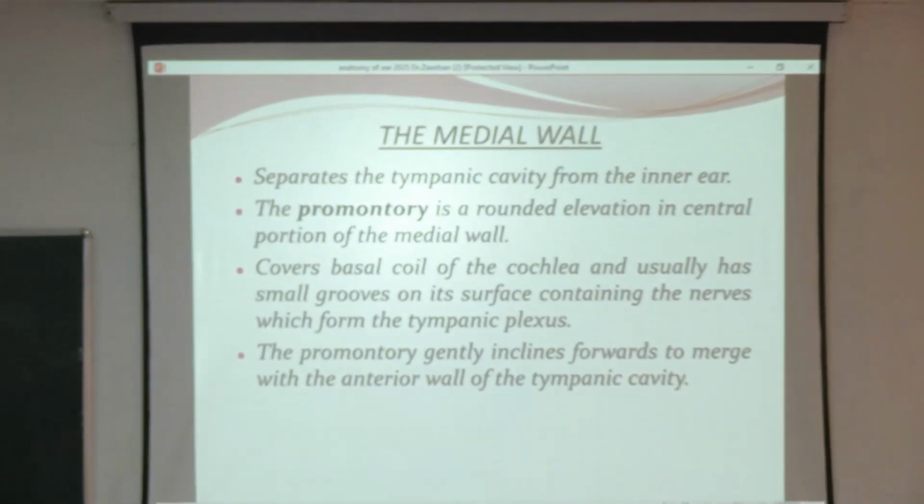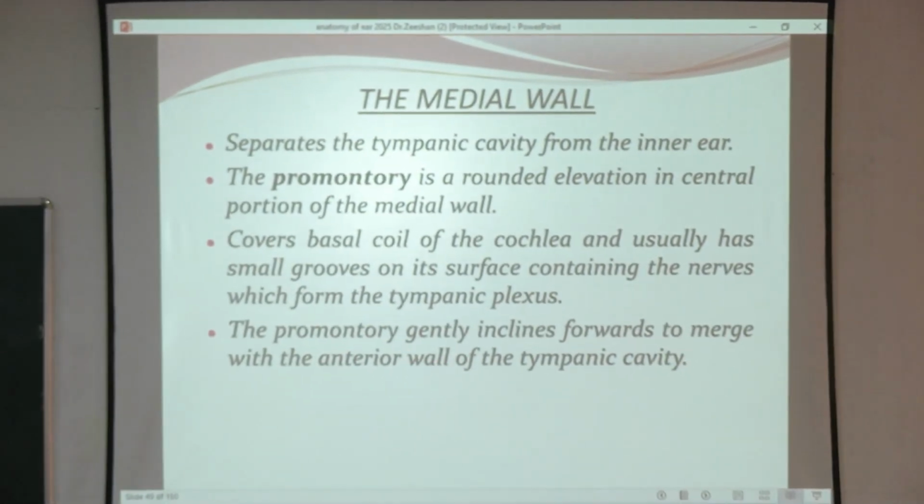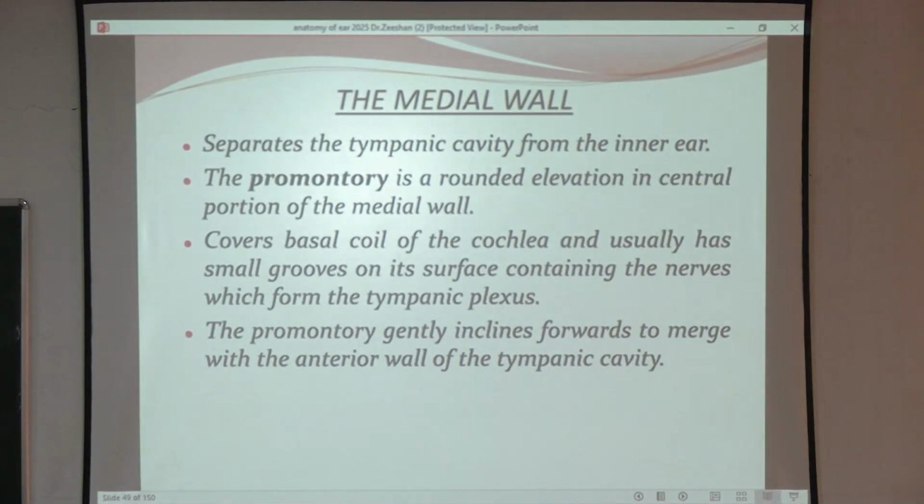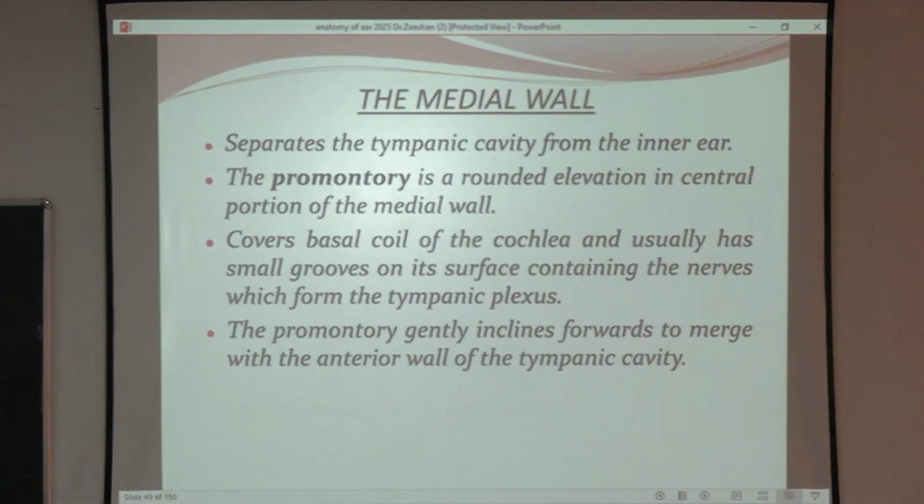Now coming on to the medial wall. It separates the tympanic cavity from the inner ear. The promontory is a rounded elevation in the central portion of the medial wall. It covers the basal coil of cochlea and usually has small grooves on its surface containing the nerves which form the tympanic plexus. The promontory gently inclines forwards to merge with the anterior wall of the tympanic cavity. So what is promontory? Promontory is a bulge or elevation on the medial wall of the tympanic cavity.